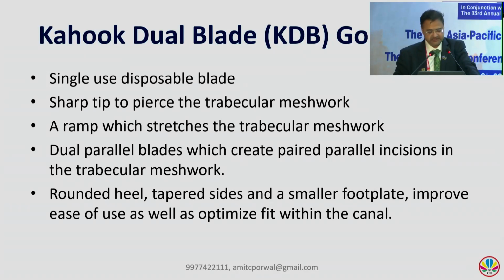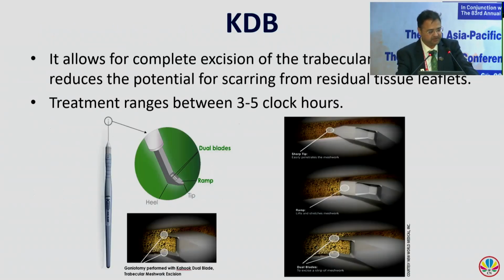It has a rounded heel, tapered sides, and a smaller foot plate, which improve the ease of use as well as the optimized fit within the canal. So this is the tip of the curved dual blade, the way it looks. I already described what it is and the different parts of the blade.